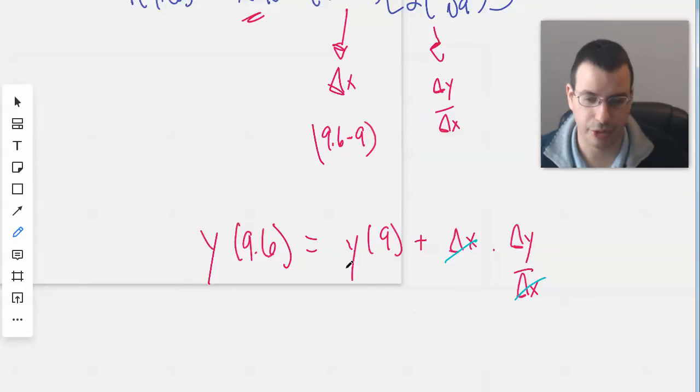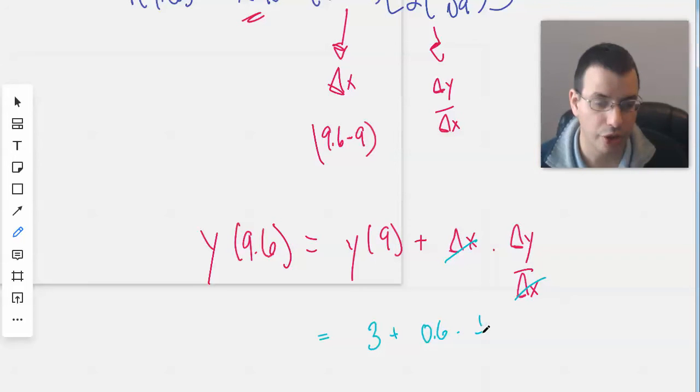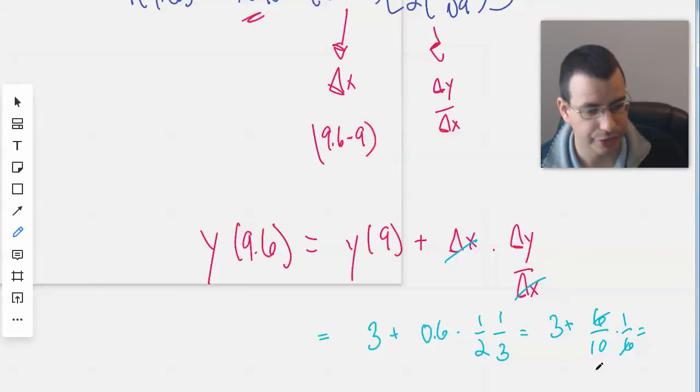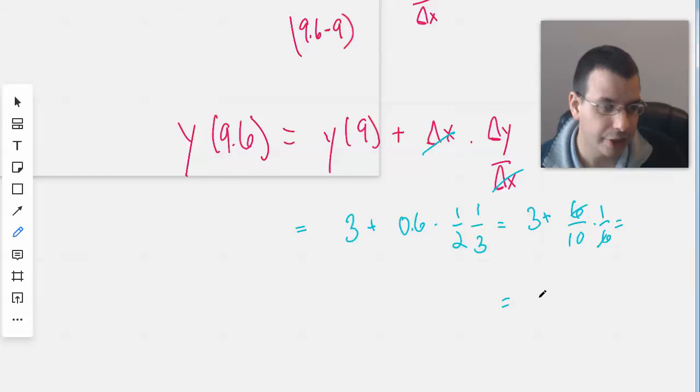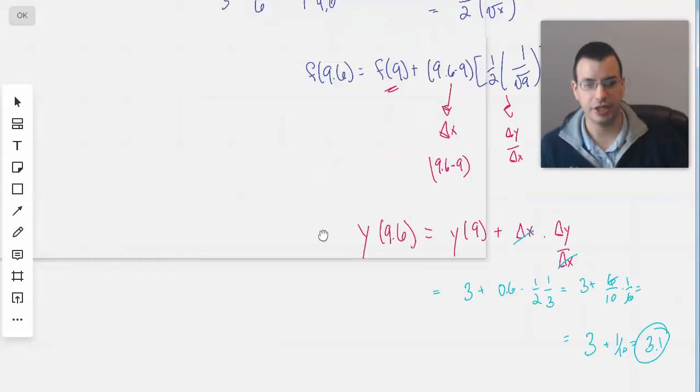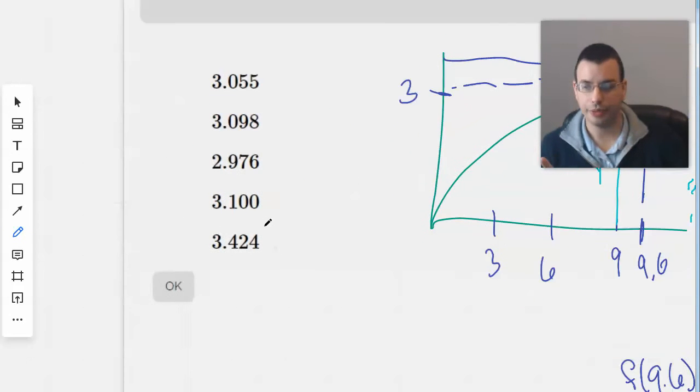All right, actual math. y of 9 is square root of 9, which is 3, plus 0.6 times 1 over 2 times 1 over 3. Which equals 3 plus 6 over 10 times 1 over 6. Cancel, cancel. Equals 3 plus 1 over 10, which equals 3.1. And so the approximation for this will be 3.1.